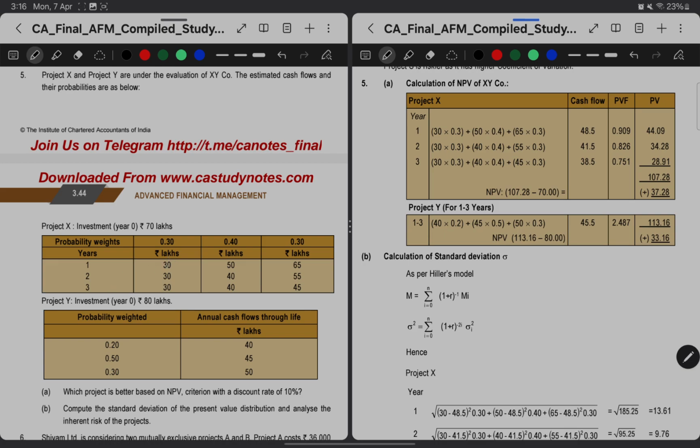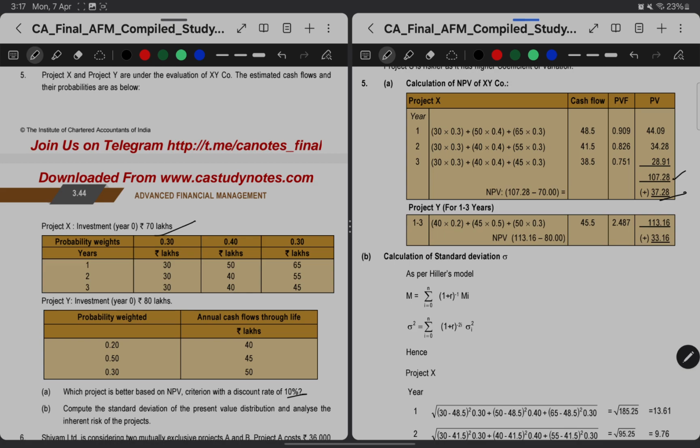We'll take the cash flow multiplied by the probability. Here for year 1 there are 3 probabilities and 3 cash flows. If we multiply the respective values with the probability, we'll get expected cash flow for year 1, then year 2 and year 3. Then we'll discount it with the 10% discount rate, and we'll get an expected net cash flow of 107, from which we reduce the initial investment of 70 lakhs, and we'll get a value of 37.28, which is positive NPV in case of project X.